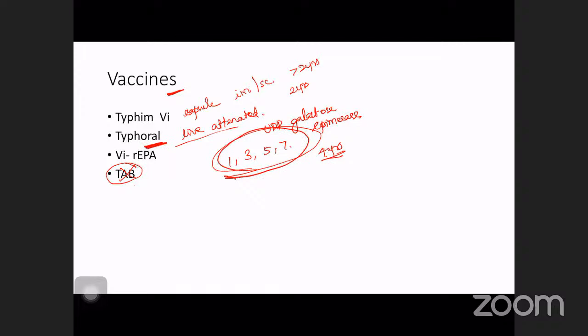And the last one is the Vi recombinant vaccine. This Vi polysaccharide is recombinant with Pseudomonas aeruginosa exotoxin A. That is why you call it a recombinant vaccine. We have discussed that the polysaccharide vaccine is a T cell independent antigen, so it cannot be given to children less than 2 years. But this recombinant vaccine is a conjugate vaccine, and therefore we can give it to children less than 2 years. So this is about the vaccines. We have got 3 vaccines: Typhoid Vi, Typhoid oral, and Vi recombinant vaccines.